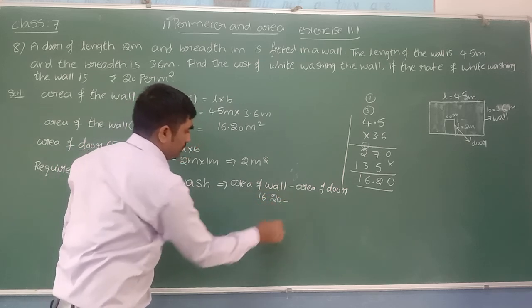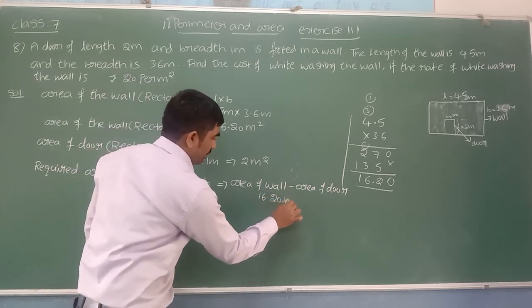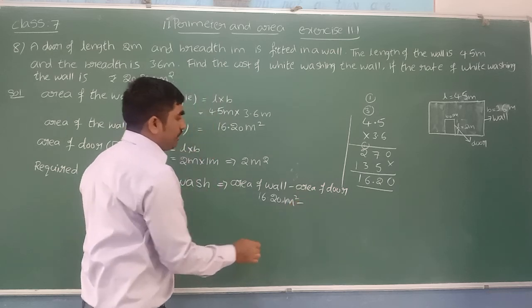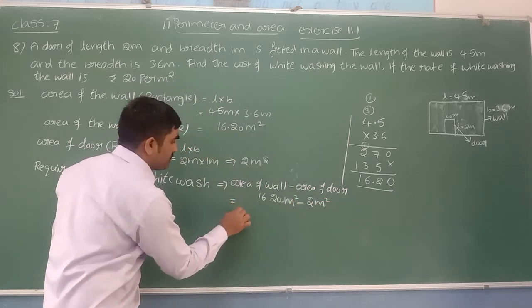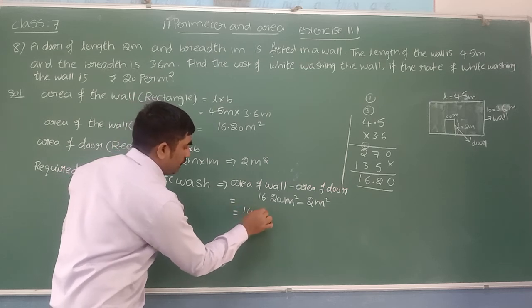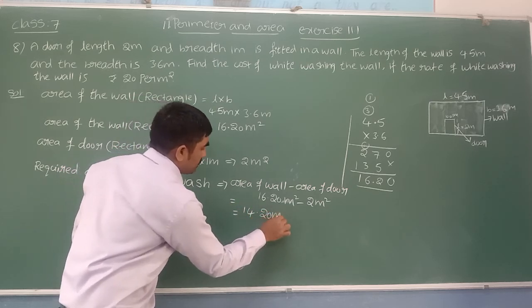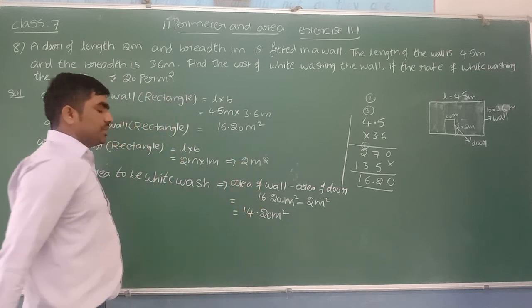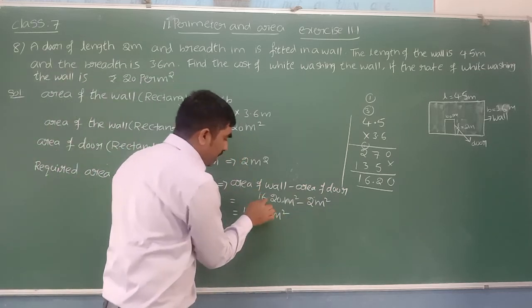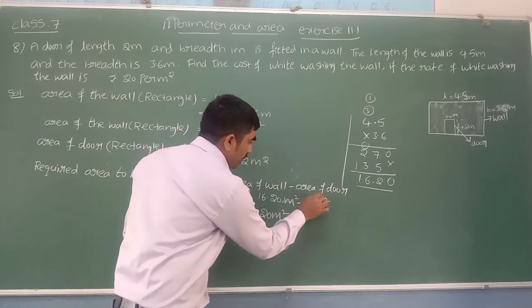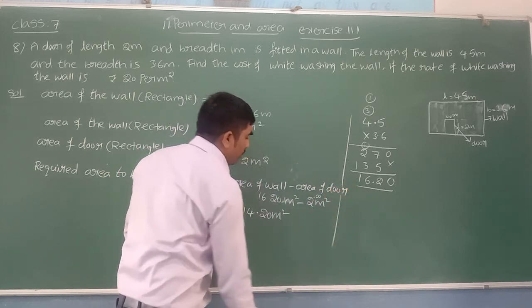What is the area of the wall? 16.20 square meters. The area of the door is 2 square meters, which gives you 14.20 square meters. You can go for subtraction here. Write the decimal point; after the point we have 2 digits, so here you can write 2 zeros. And then you can go for subtraction.